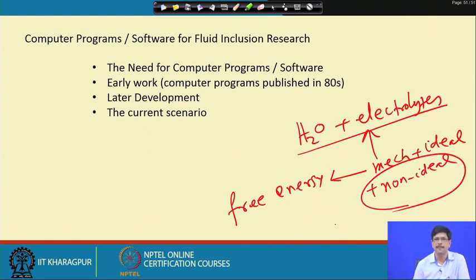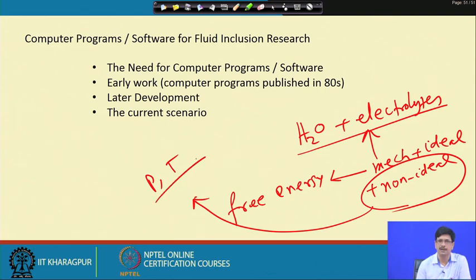So, as far as the modeling part is concerned, it is always to account for the non-ideality and the parameters that would be contributing to the non-ideal behavior of this particular fluid mixture. This non-ideality in case of an aqueous electrolyte would be depending on lots of long range and short range interaction parameters of these aqueous charged as well as the aqueous neutral species that are present at different pressure and temperature conditions.